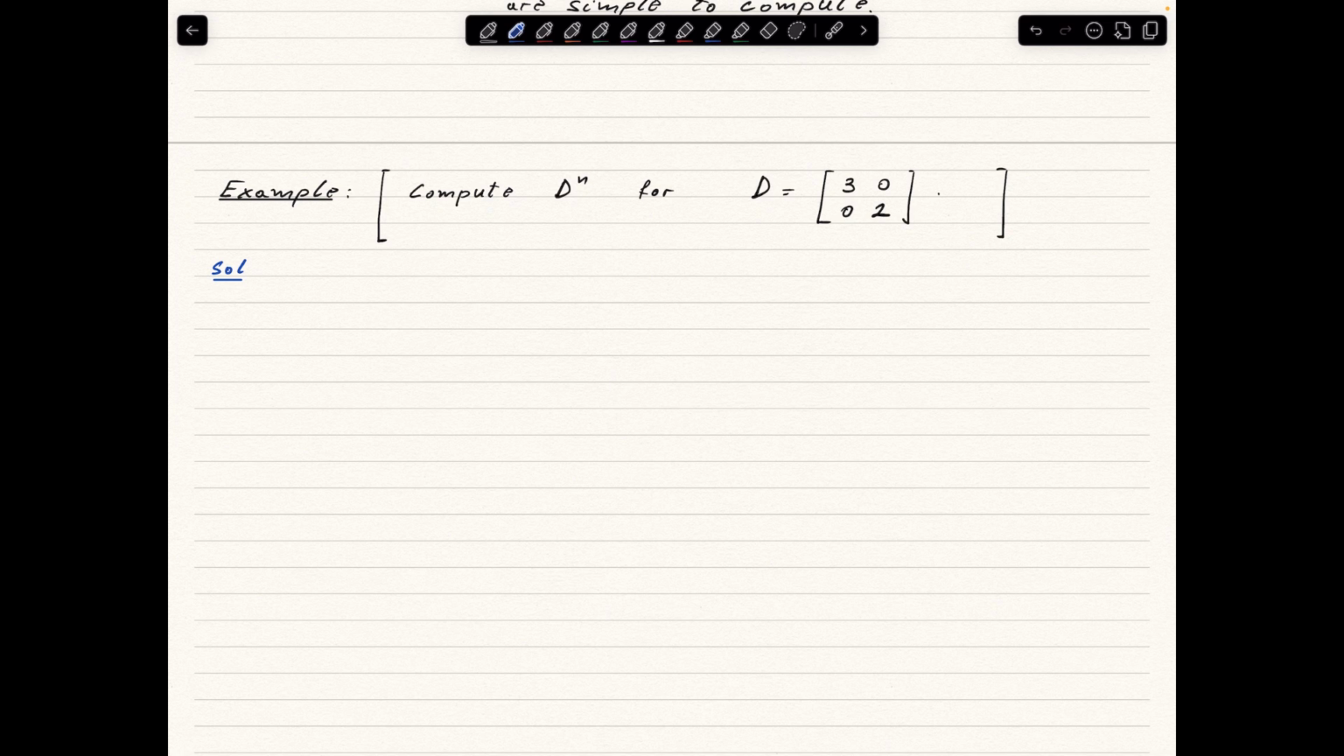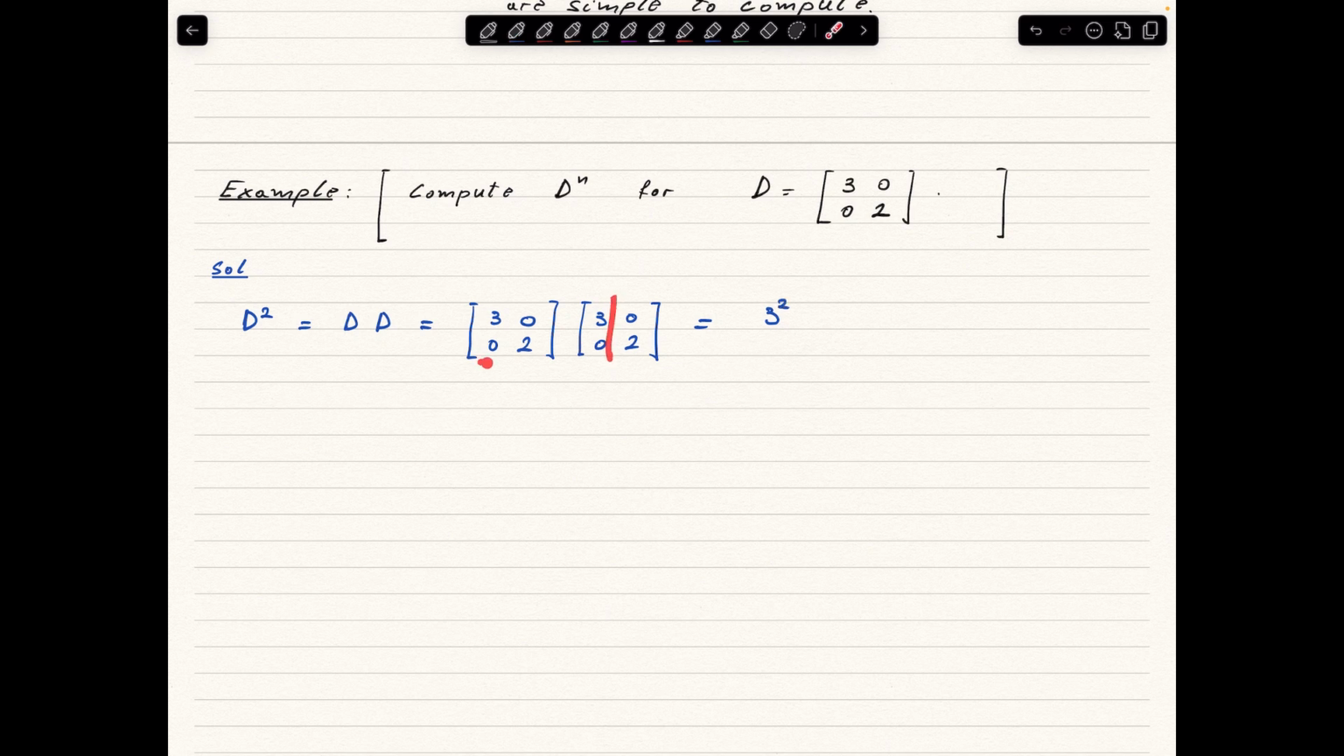Let's start. What about if we want to compute the power n for arbitrary n? So let's start with D squared. What is D squared? Well, it's the product of the matrix times itself, which is D times D. And we know what the matrix is. It's the matrix 3, 0, 0, 2 multiplied by itself, 3, 0, 0, 2. And this is the matrix product, this coefficient times this coefficient. You see the 3 with the 3 and the 0 with the 0. So we end up with 3 squared and nothing else.